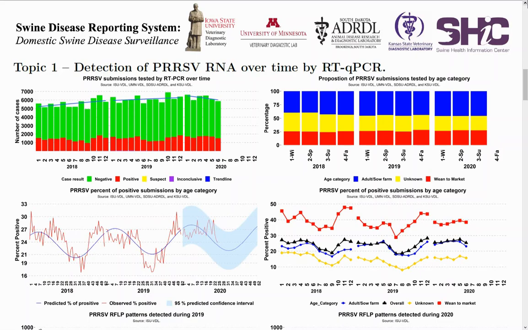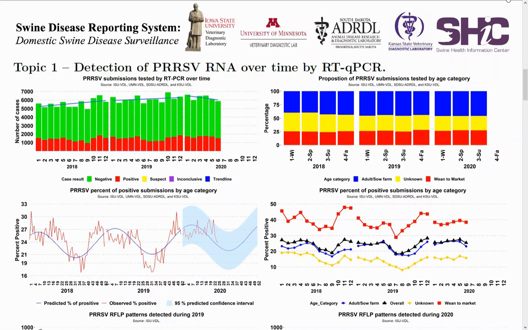The second chart is a line chart that presents the percentage of positive submissions according to age category by year and month. This helps to understand where change in percentage of positivity came from.